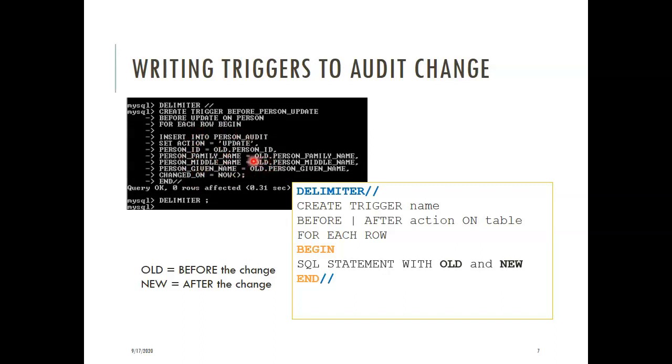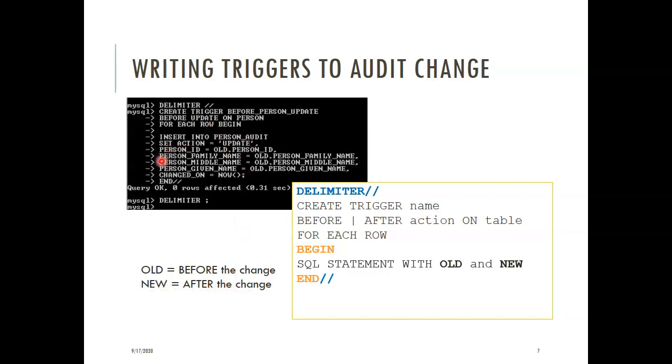contain a very interesting way of referencing the time-bound information that we have in our person table, namely old and new. Old is information before the action or before the change has taken place, and new is the information after the change, namely here the update, has taken place.